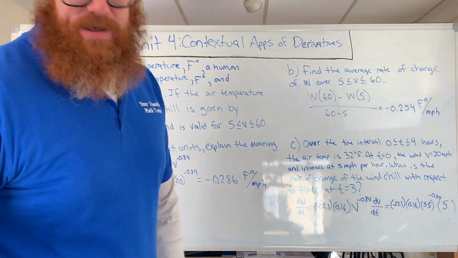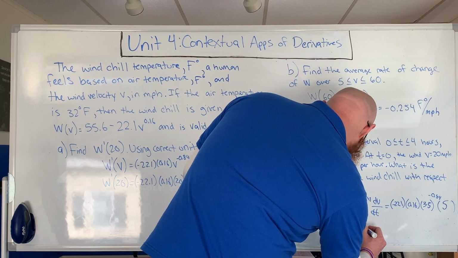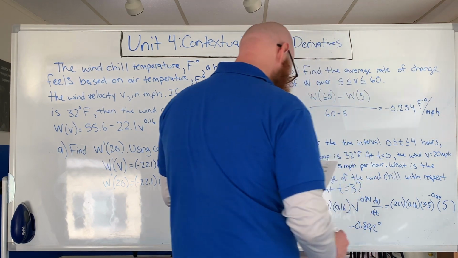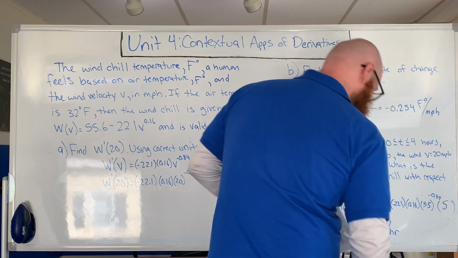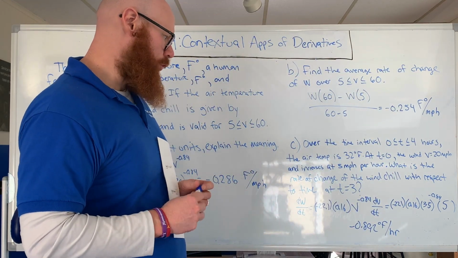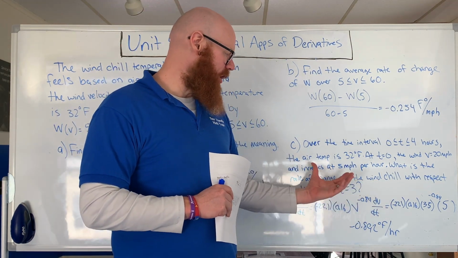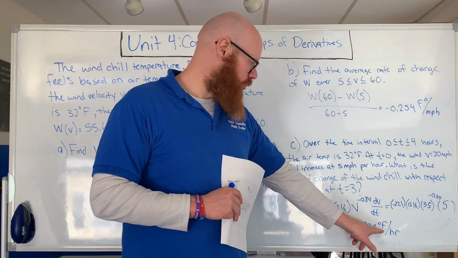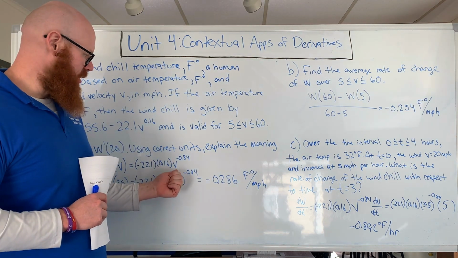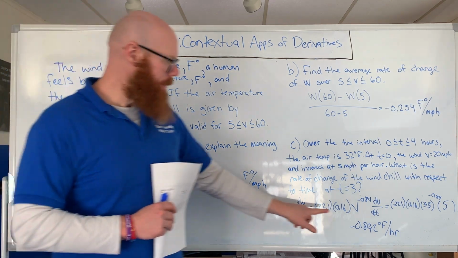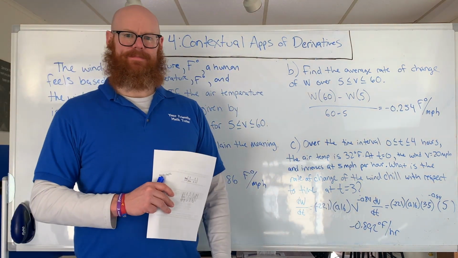If again you throw all of that into your calculator, we ended up just getting negative 0.892 degrees, and that is now in degrees Fahrenheit per hour. So the wind chill is changing, its degrees is changing, but now it's changing as a unit of time, and that's per hour. So notice the unit here is slightly different than the unit here. The wind chill, it's how it's changing with respect to the velocity, miles per hour. But here it's changing with respect to time, so per hour. All right, let's move on.